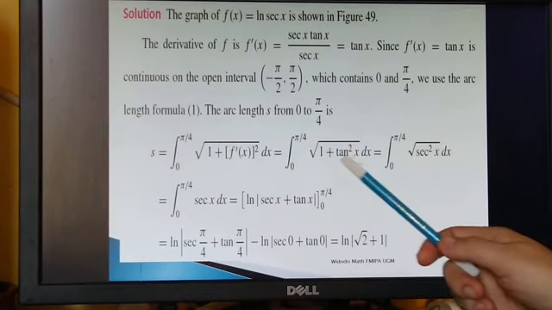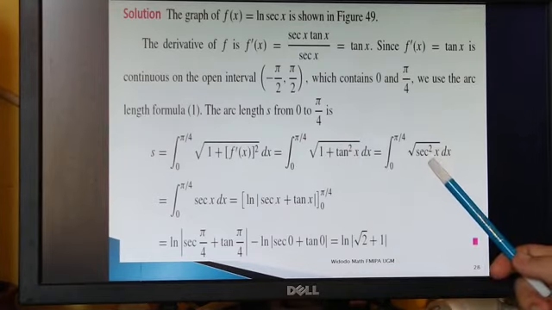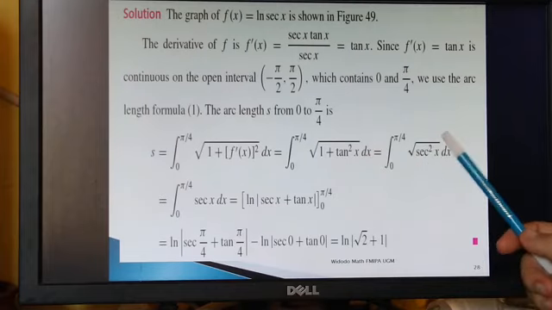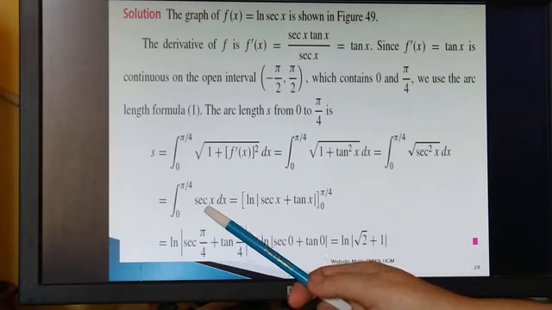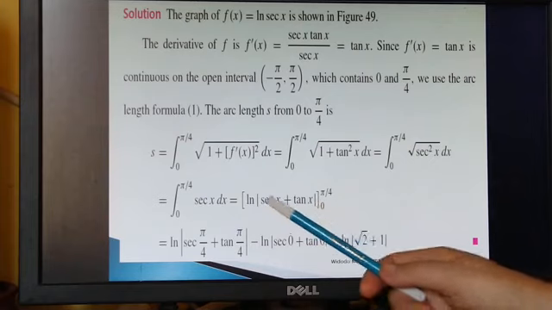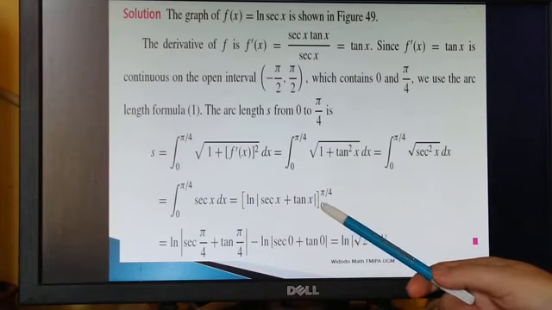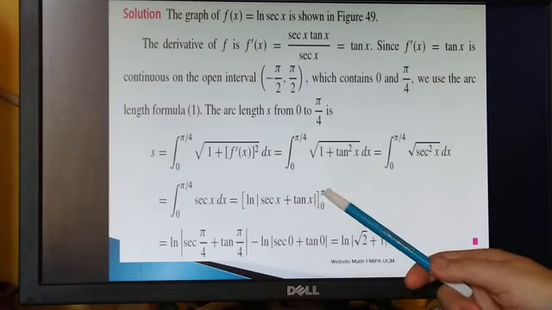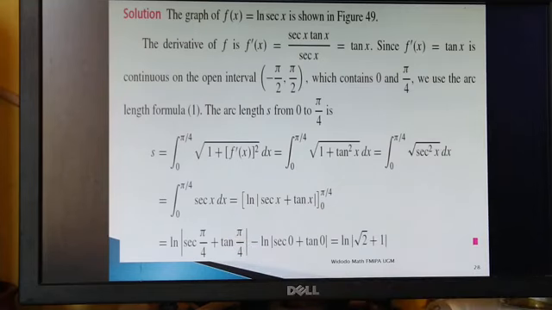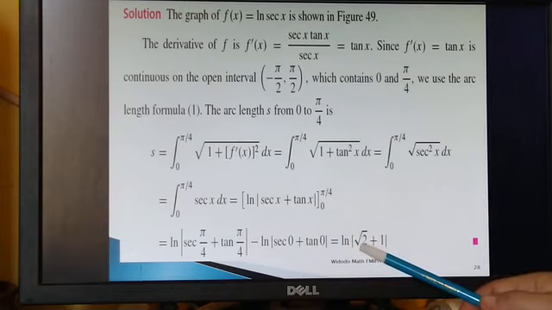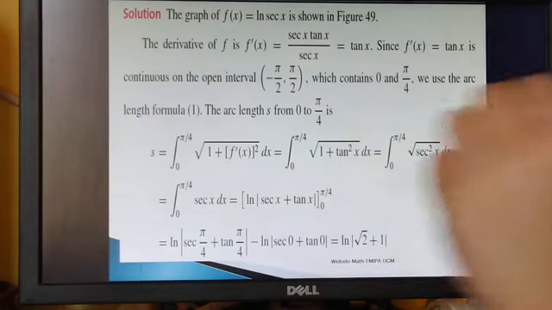squared x dx. This is equal to secant squared x. So the root is equal to secant x, where the antiderivative of secant x is ln of the absolute value of secant x plus tangent x. If we evaluate from 0 to pi divided by 4, then we have this number. So the arc length of this curve is actually equal to ln of the absolute value of square root of 2 plus 1. That is the first example.